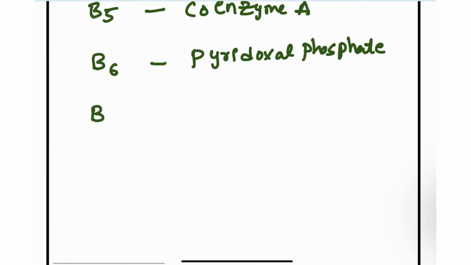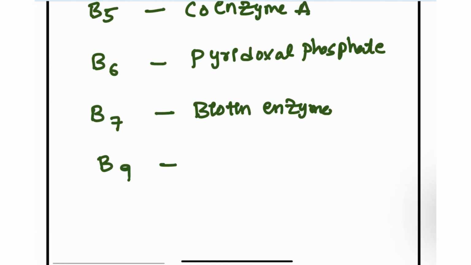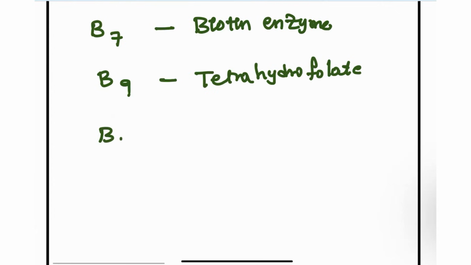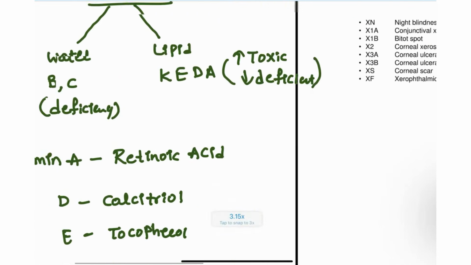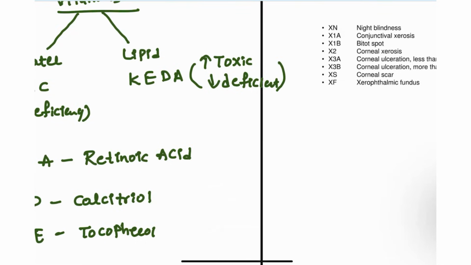And B7, biotin, it will be having the biotin enzyme bound. Next, B9 for the folic acid, you have tetrahydrofolate. Next, B12, it will be consisting of methylcobalamin. Okay, these are the common active forms for all the vitamins. Very important question can be asked in the examination.